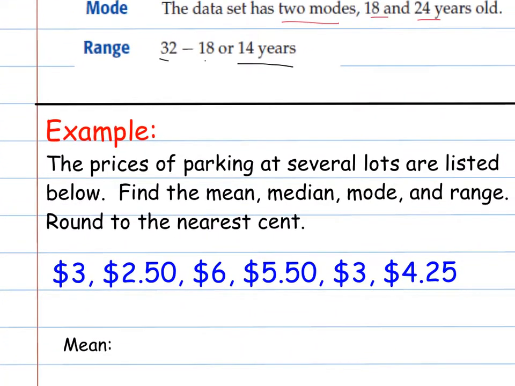So we can try this example doing those things. The prices of parking at several lots are listed below. We're going to find the mean, median, mode, and range, and we're going to round to the nearest cent. Remember, cent is the hundredths place right here.